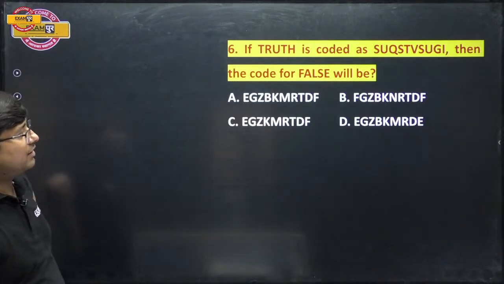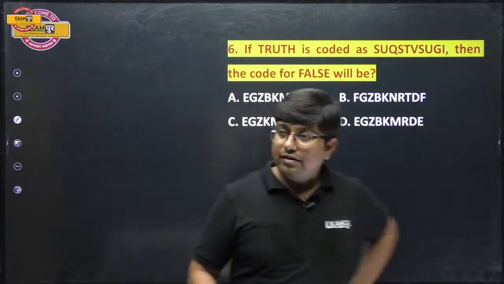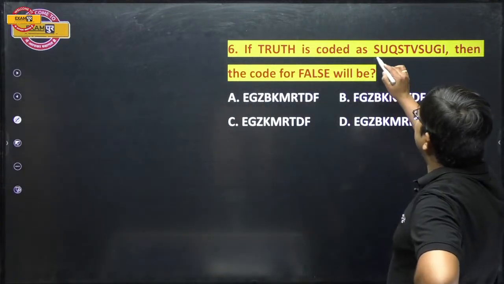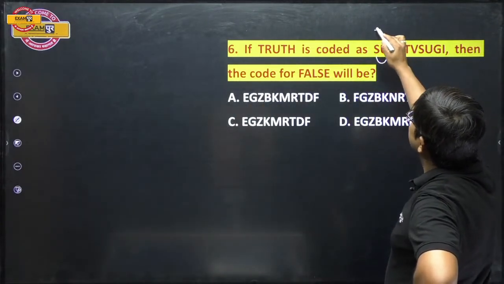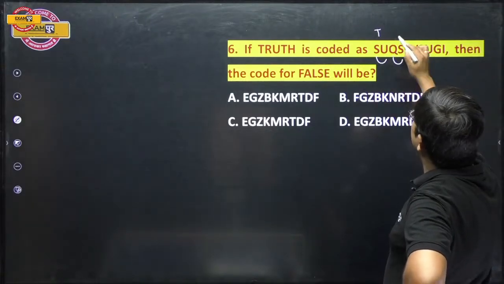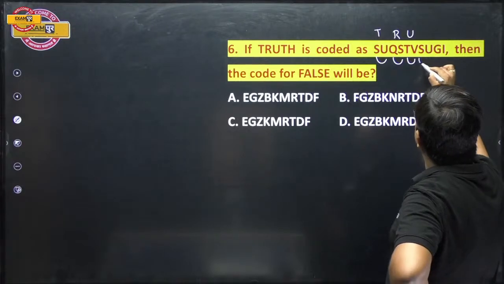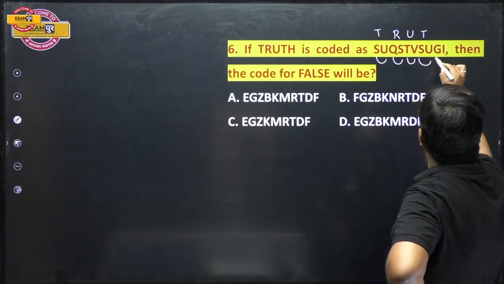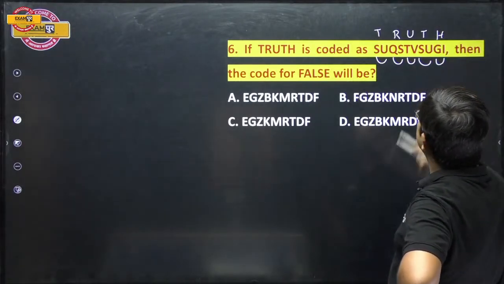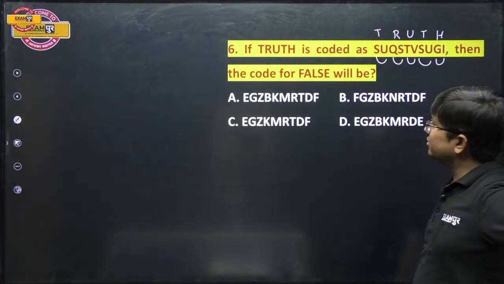Okay, now see what is happening over here. What is the letter that comes exactly between S and U? T. Exactly between Q and S? R. Exactly between T and V? U. Exactly between S and U? T. Exactly between G and I? H. So TRUTH. Truth. Okay.